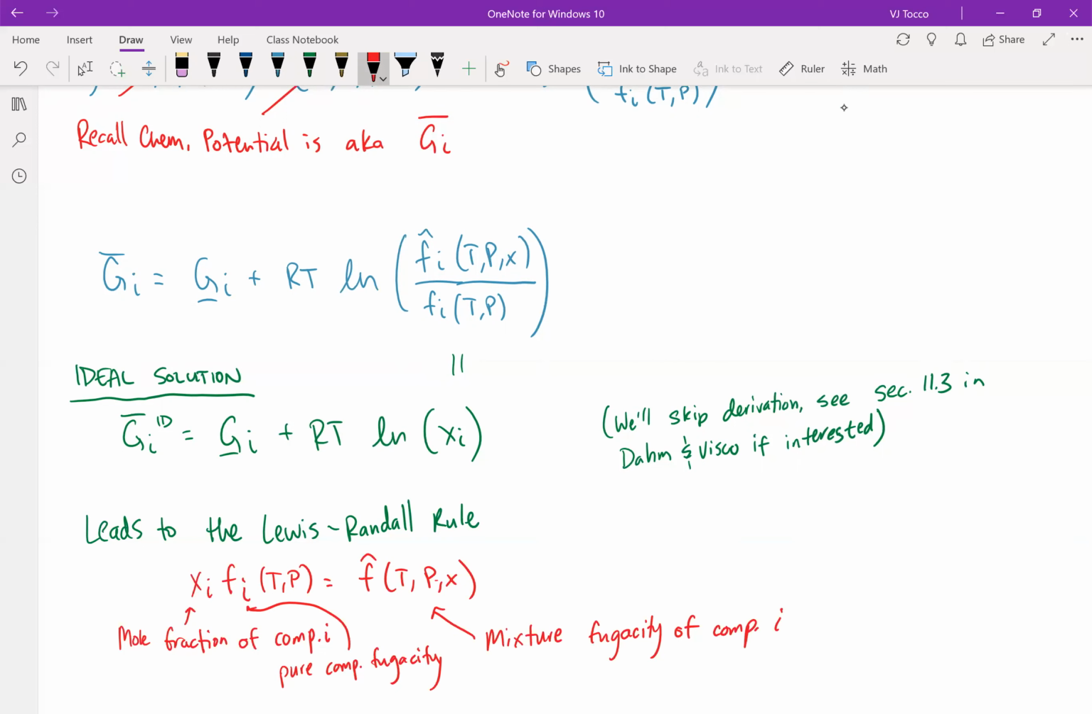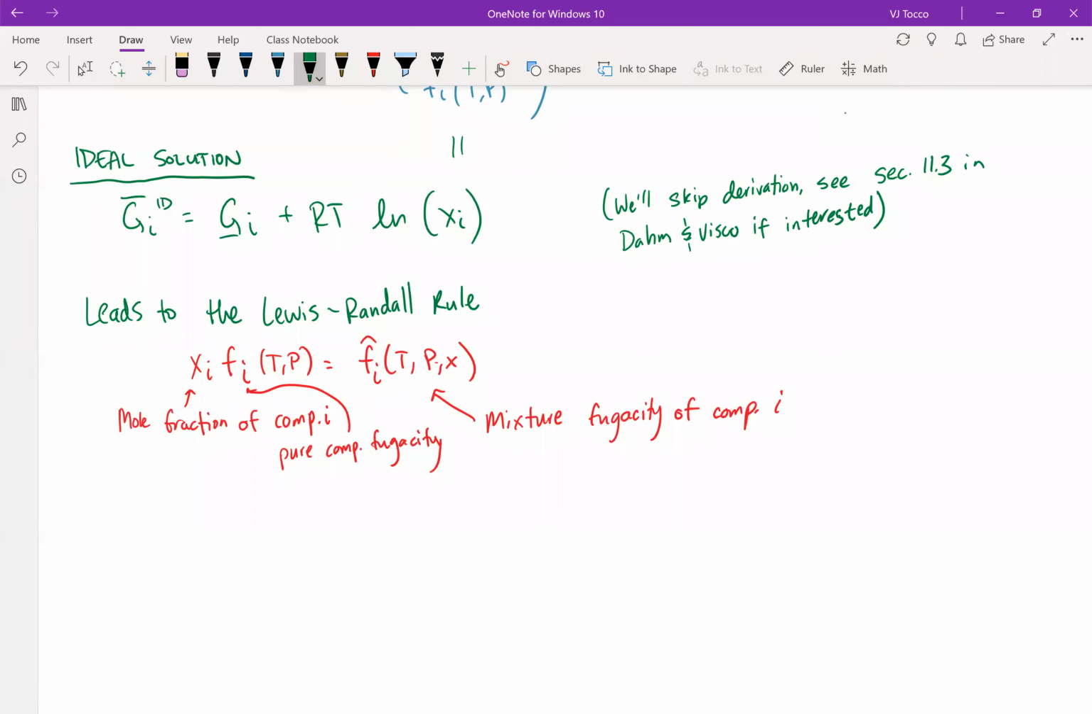So if you think about this and try not to get lost in the maze of the symbols as thermodynamics frequently does, this makes a lot of sense, right? If I wanted to know what the mixture fugacity is, that is the fugacity of a component in a mixture, all I have to do is take whatever the pure component fugacity is, and then multiply it by the mole fraction. And that is for the ideal case only. And again, that makes a lot of sense because ideal oftentimes matches what our intuition says.